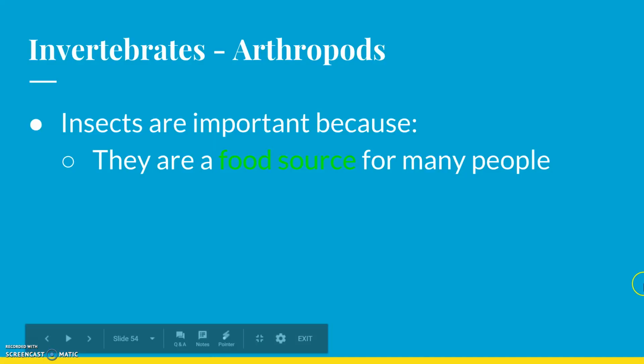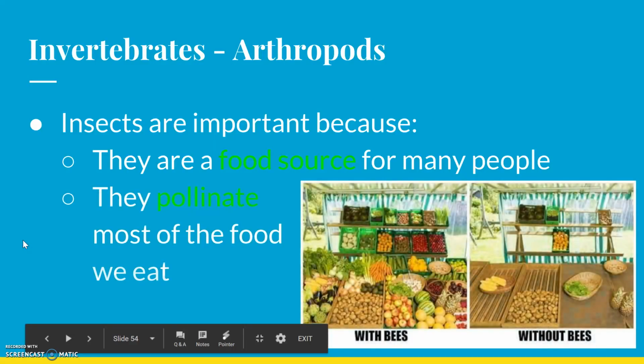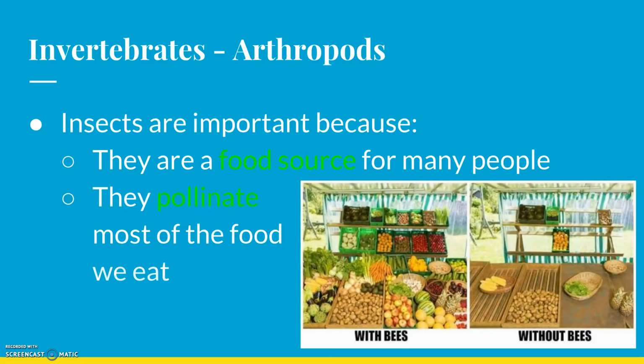Okay, so a lot of people on Earth actually do eat bugs, and there's totally nothing wrong with that. But here's what's more relevant to your life, most likely. They're going to pollinate most of what we eat. And we've talked about this word before. Remember, pollinate is to move pollen from one plant to another.